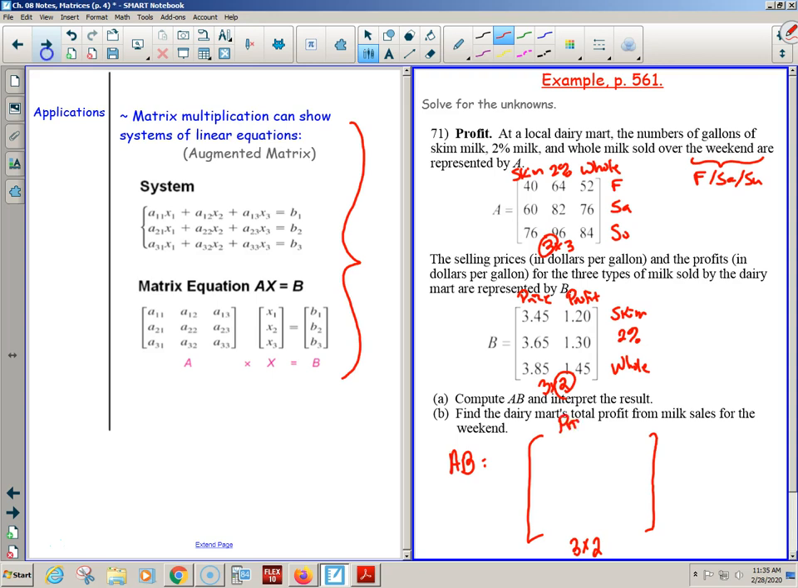I'm going to have my price and my profit, how much money I got in, but how much of it was profit. And what are my rows going to be? Here's another application of why we need these two to match, because technically they're meant to be the exact same thing. And then what do I get when I do all of this? How much did I get in on skim milk in the cash register? 2% in the cash register. Whole milk in the cash register. Add it all up. How much do I have in the cash register from Friday? How much of that is profit?